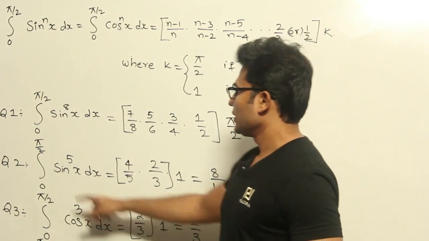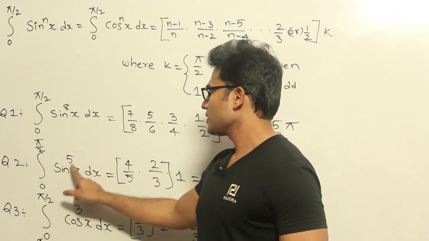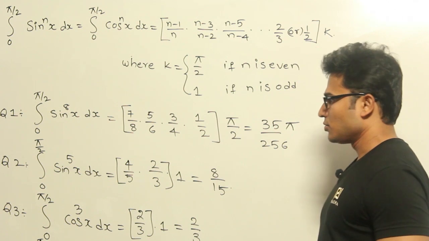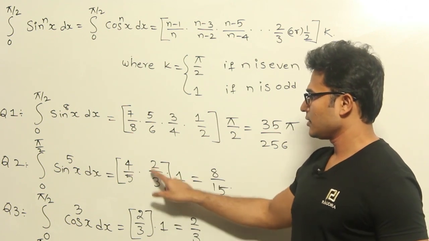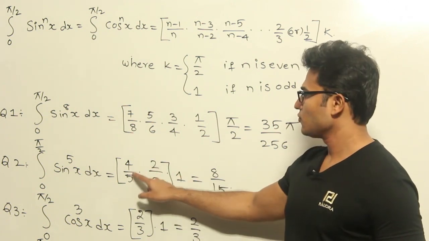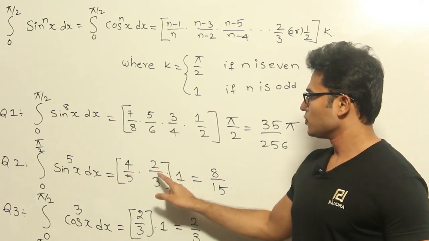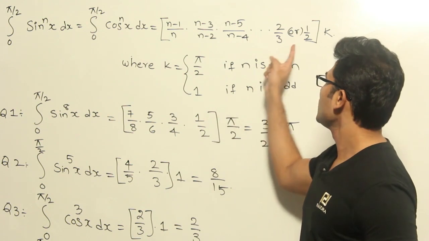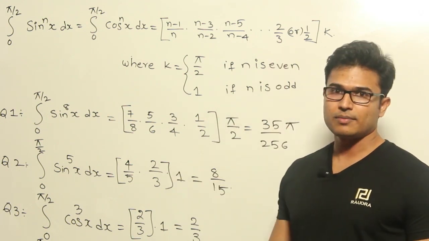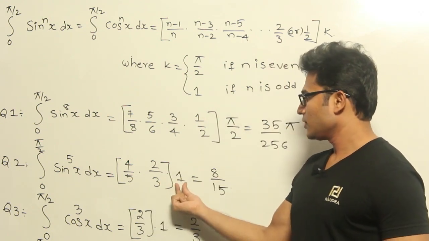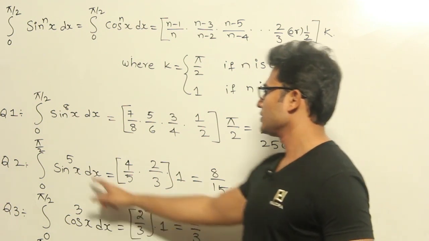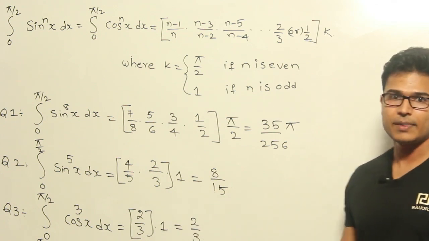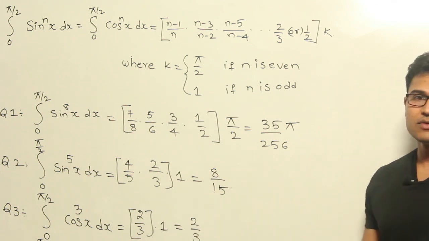Now question number 2, integral 0 to pi by 2 sine power 5x dx. So this is what you want. Now again you are going to do the same thing, n minus 1, n minus 2, like this. So 5, 4 and 3, 2. So since you have reached 2 by 3, you can stop there. Either you reach 1 by 2 or you reach 2 by 3, you stop. Okay, and then multiply it with what? That depends on this value. So since this value is odd, you have to multiply it with 1, right? So in this case you got 8 by 15.